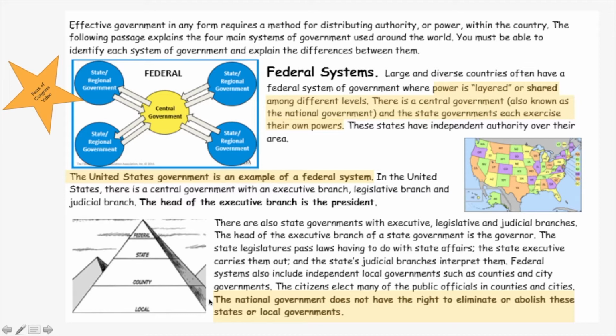Here's another fact about how the national government just can't go, you know what, let's just get rid of Florida. No more Florida. They can't just get rid of us, okay? And the federal government can't say we're getting rid of Bellevue. That would be a state decision because the state would be in control of our local governments.